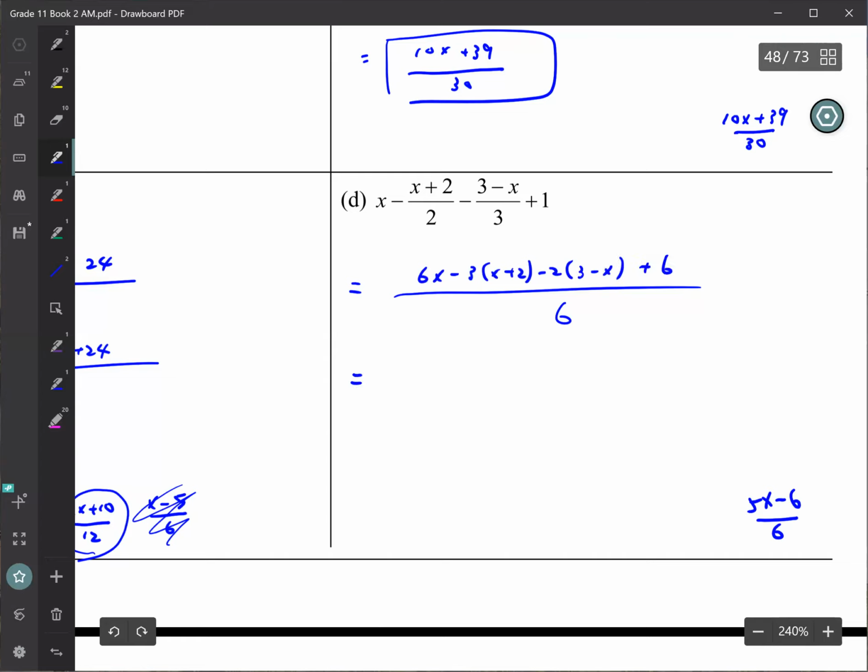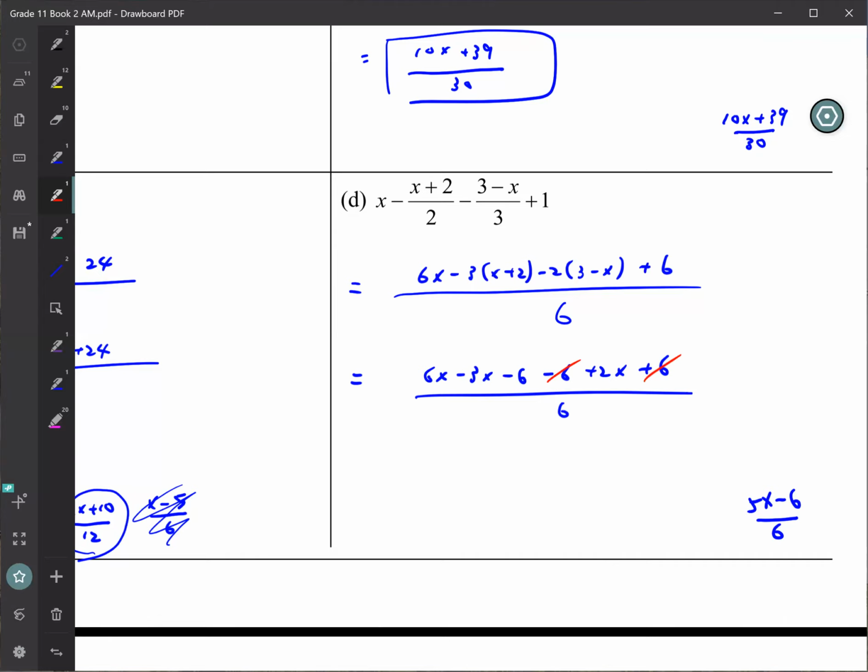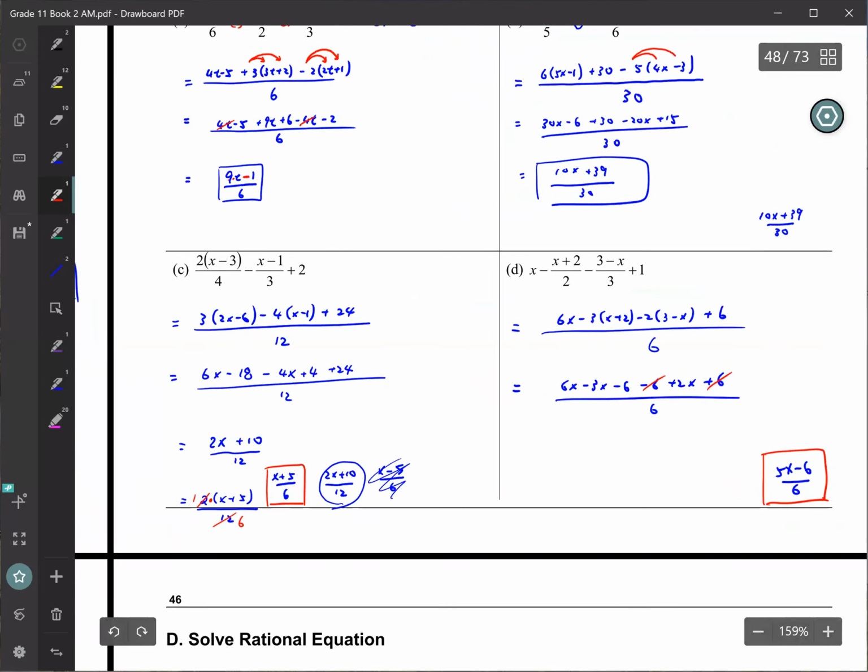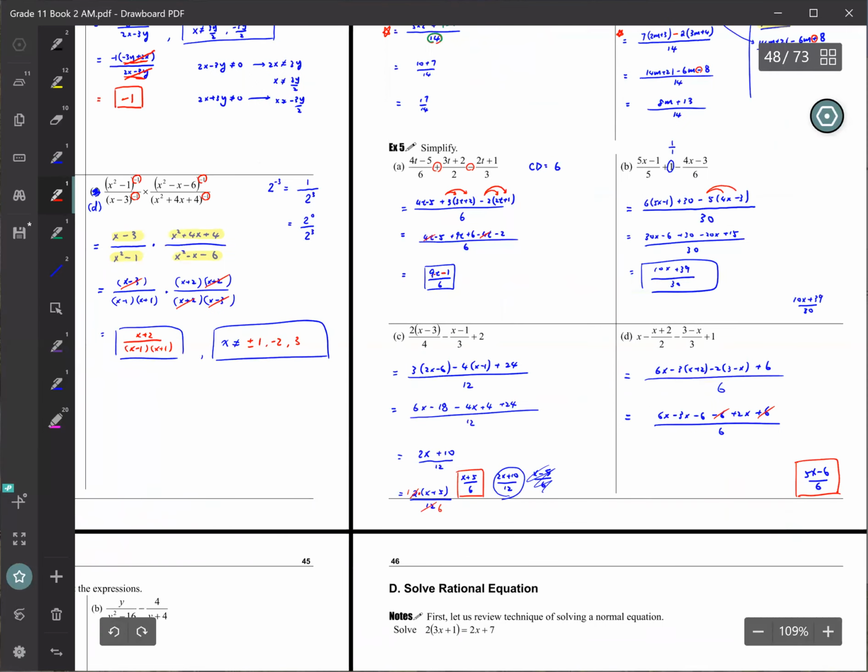And Nathan, can you take over? What's your next step here? 6x minus 3x take away 6 plus 2x plus 6. Good. Yeah, all over 6. So let's see. This minus 6 and 6 cancel out, right? And then you have minus 6, 3 plus 2. Yeah, okay. So ends up with this one. Okay. So with a constant in the denominator is not too bad, right? Everyone's good? Okay, no questions?